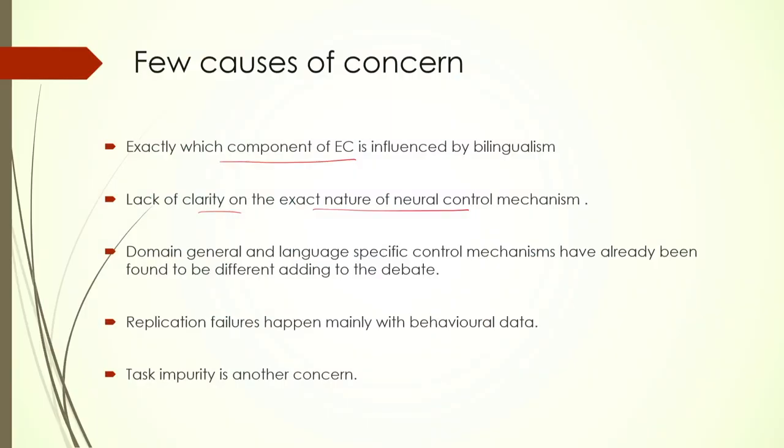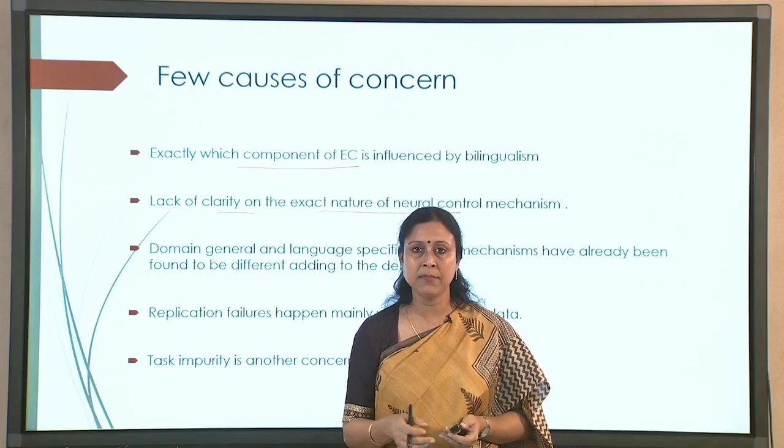And one more point is that replication failures typically happen most of the time with behavioral data. So with behavioral tasks like Simon and ANT and various other tasks, more disagreements have been found in the experiments that have used behavioral experiments rather than in the neural, in the brain mapping mechanisms.